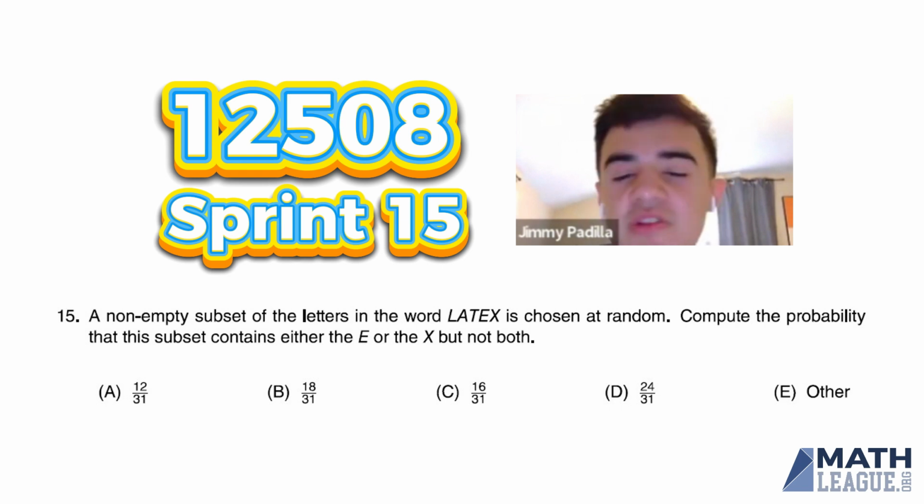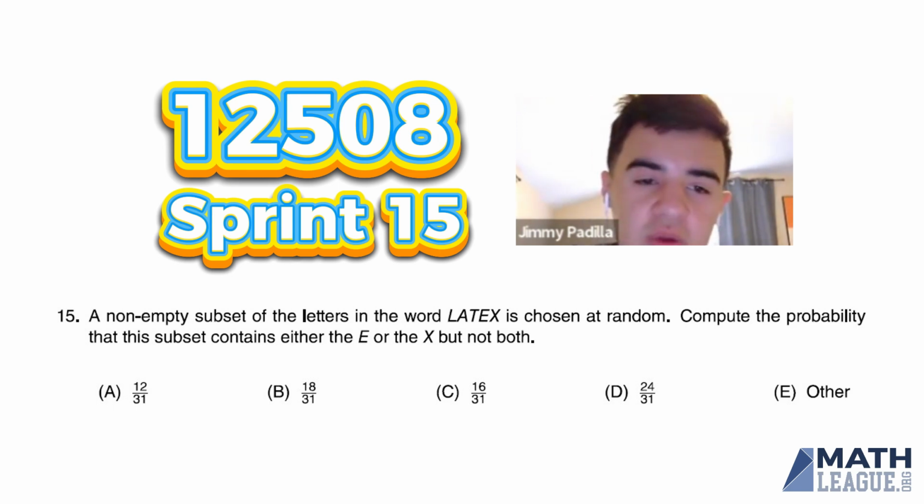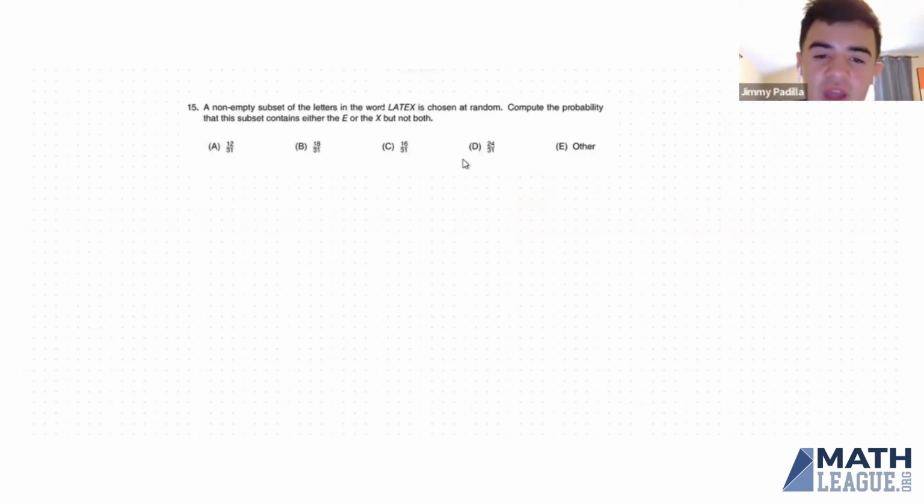All right, let's start by considering how many total subsets there are that are non-empty. In this case, there are 5 letters. So we can either pick the L or not pick the L. We can pick the A or not pick the A. We can pick the T or not pick the T. Same thing for the E and same thing for the X.